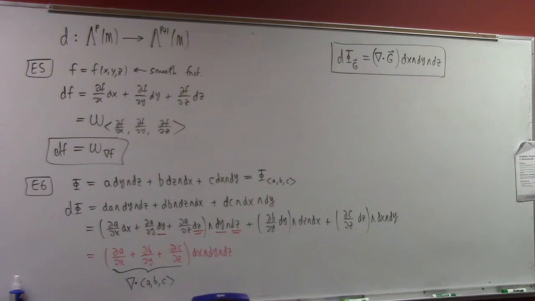Alpha 1 and alpha 2, in order to add them, they have to have the same degree, the same number of wedge products in them, right? But for 2, I don't want to assume alpha and beta have the same degree. Like alpha could be a P form.